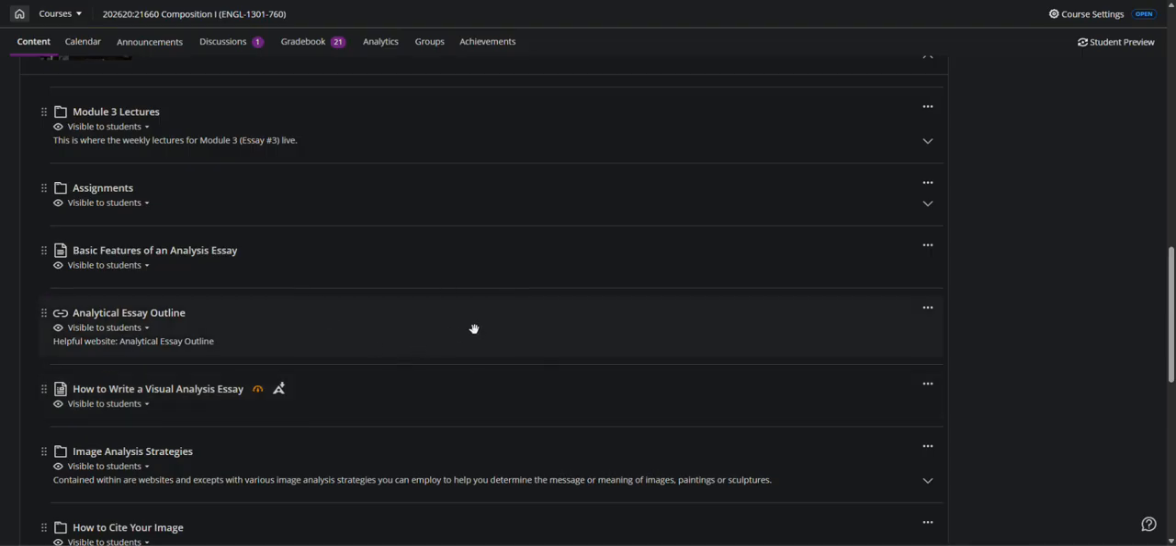Now, there is a lot of information for this particular essay. Let's start looking at the information that we have here in the module. So we'll get to the assignments last, but beyond the basic features of an analysis essay, we have this really excellent website, and it's how to write an analytical essay, or at least in an outline format.